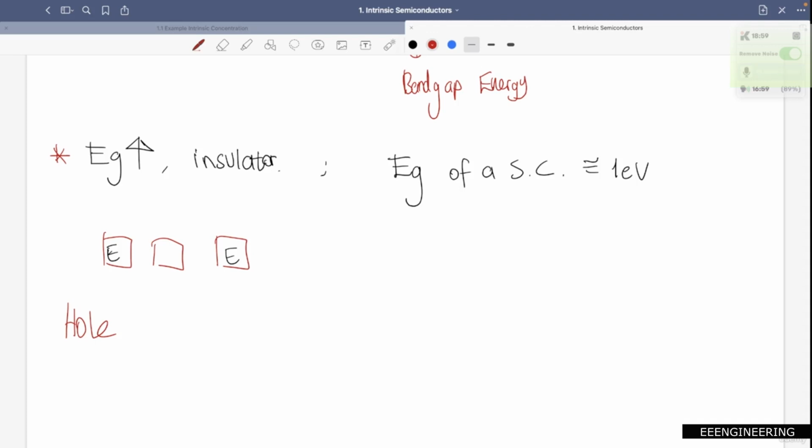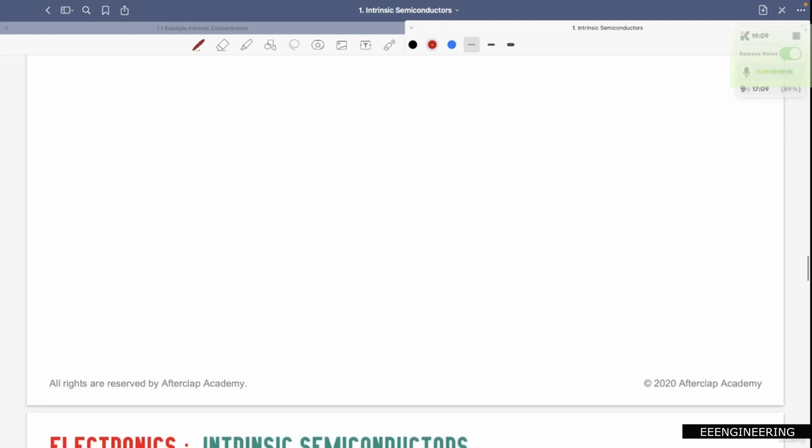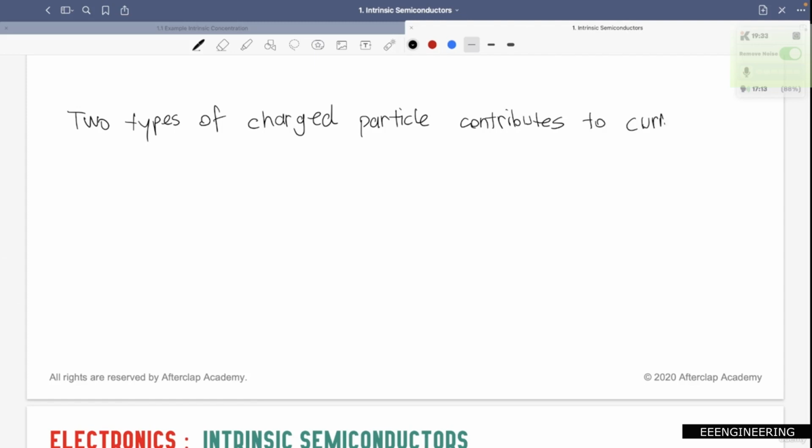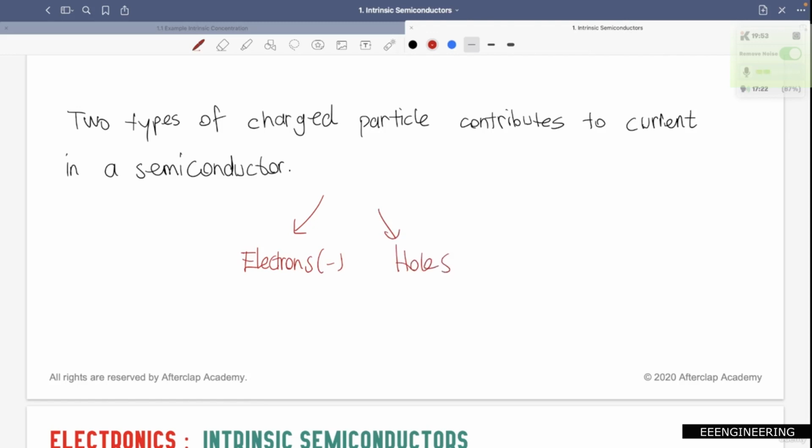So let's move on. Now we will have a really important note in here. Two types of charged particle contribute to the current in a semiconductor, and I'm actually going to put that in here, and I want you to take notes. The first one is obviously electrons, which are negatively charged, and the second one is holes, and they are positively charged. So these are really important notations. You should really take a note.